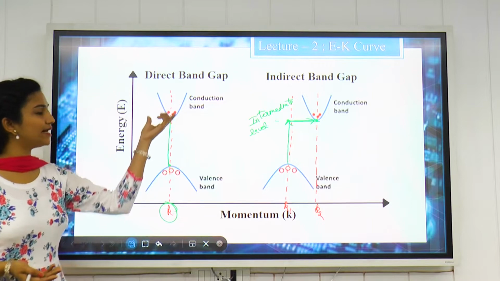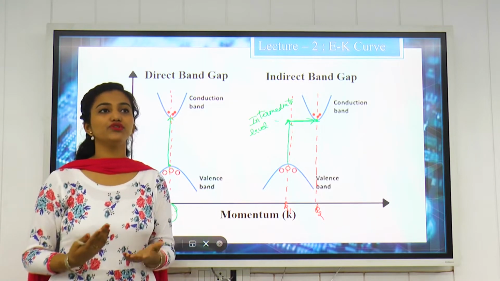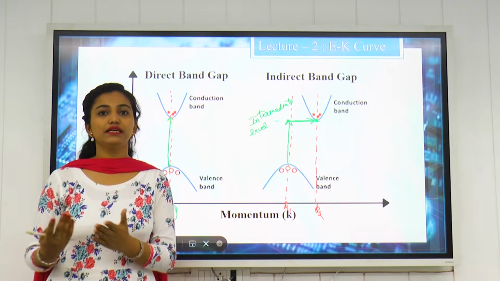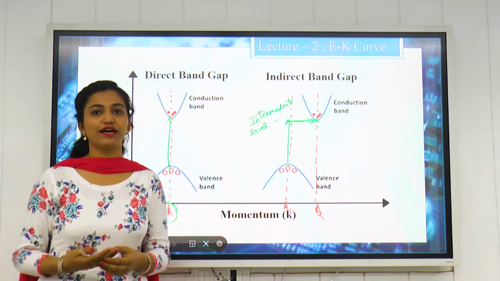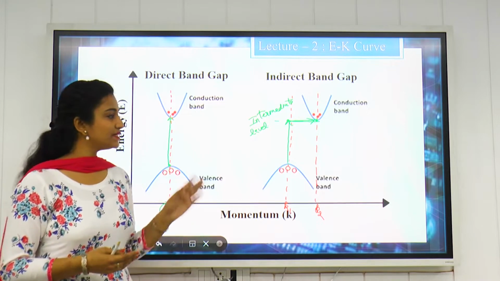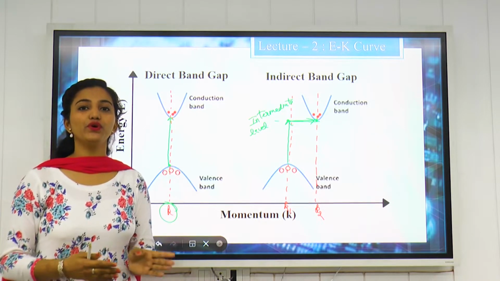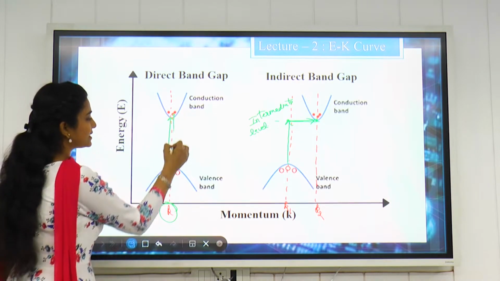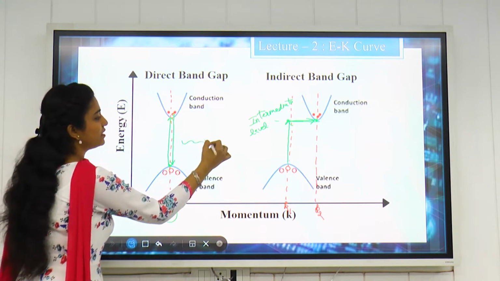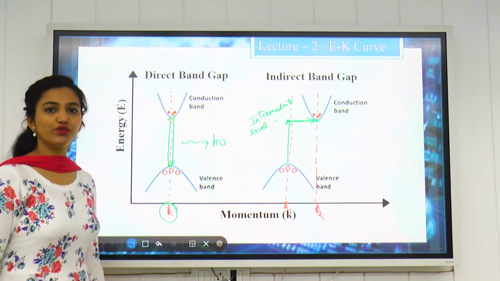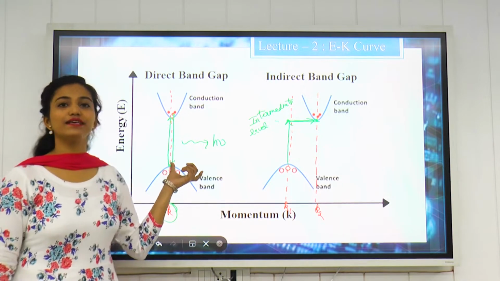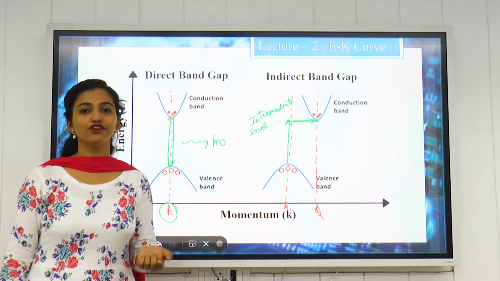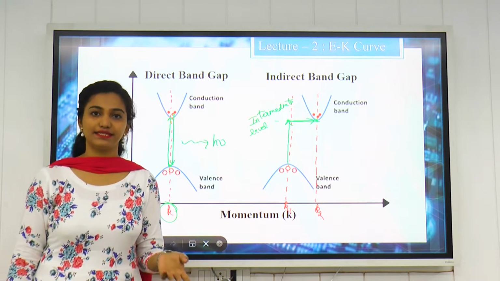But when it comes to the direct band gap semiconductors, they are usually the III-V grade, which are gallium arsenide, gallium indium arsenide phosphide. So these are used for photoconductivity. For example, when an electron gets de-excited, it will release energy in the form of a photon. Okay, so this defines the applications like semiconductor lasers, LEDs, photodetectors, photodiodes, etc.